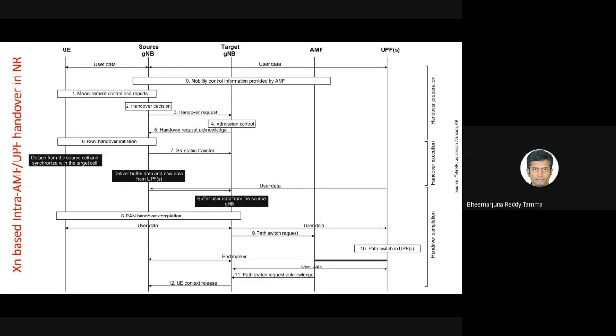So there are 12 steps. Okay, there is one 0th step as well, so there are 13 steps. I want you to appreciate what is happening in these 13 different steps as part of the handover procedure, which are divided into three major activities. One is the handover preparation, if you look at the right-hand side. Then we have the handover execution. Finally, we have the handover completion. So these 13 steps are divided into three parts. Just look carefully and tell me if you have any doubts on what is happening here.